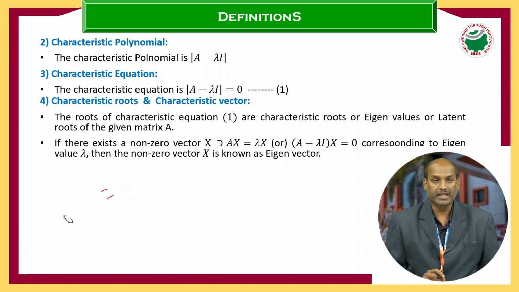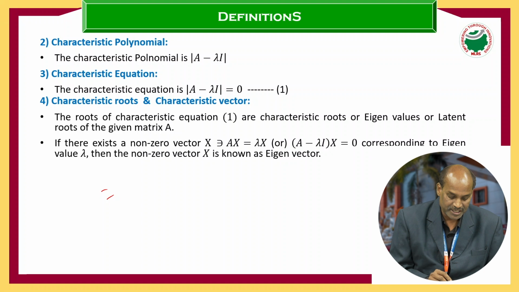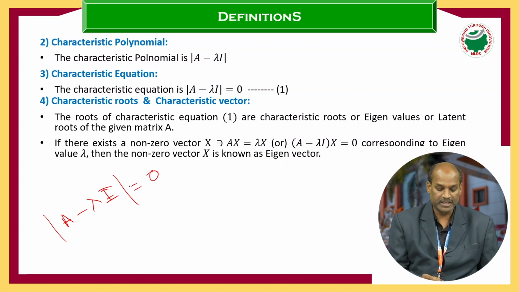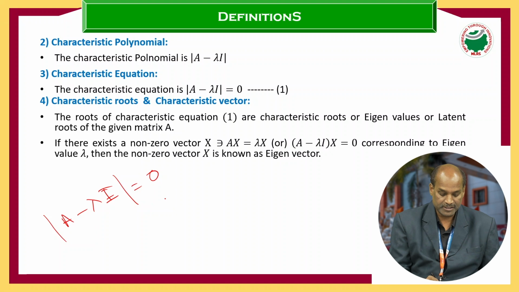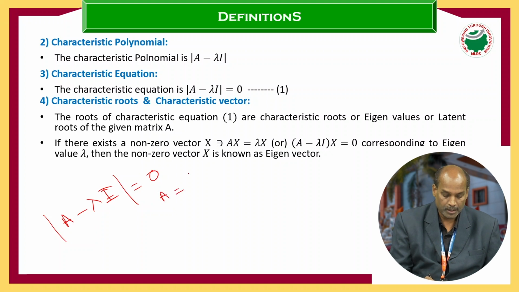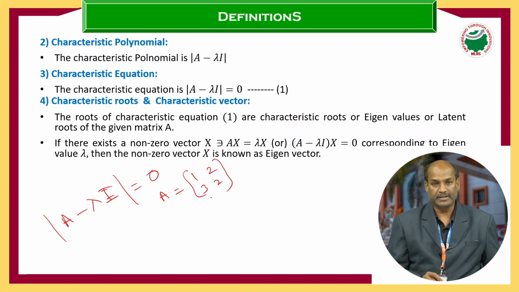And the third definition is the characteristic equation. What is a characteristic equation? Same, the characteristic polynomial: the determinant of A minus lambda I equals 0. Equate to 0, then it is an equation, and this is called the characteristic equation of the given matrix A. A is the given matrix, the determinant of A minus lambda I equals 0. For example, A equal to [1, 2; 3, 2] is a 2 by 2 matrix.